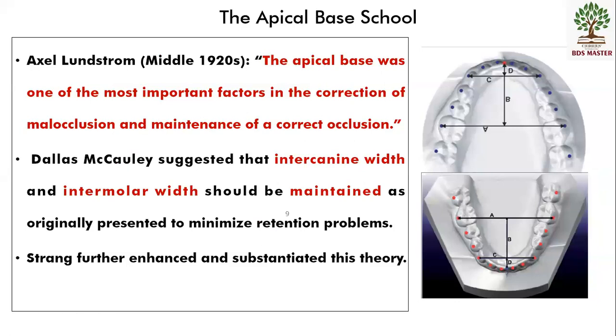school. This was formulated around the writings of several authors, and the three main authors it included were Lundstrom, Macaulay, and Nance. They found that the apical base, the base at which the dentition lies, was very important for correction and maintenance of a good occlusion. So it consisted of things like your intercanine width and intermolar width, and it is very important that they should be maintained originally. So basically, for this, I don't know how many of you would have observed while doing our PG.